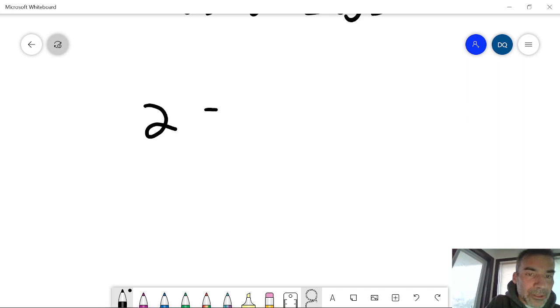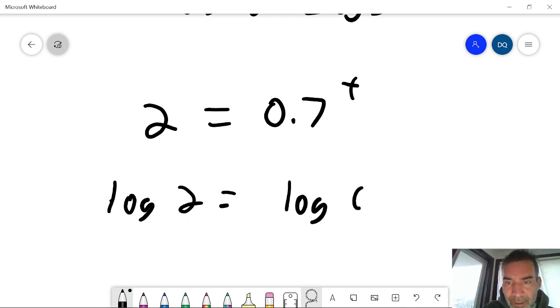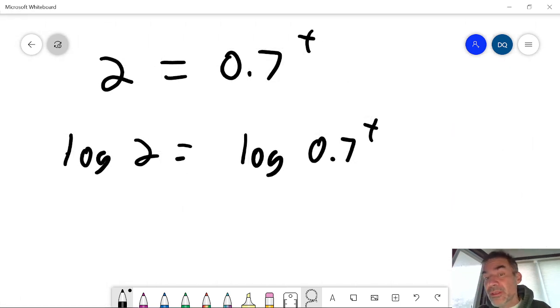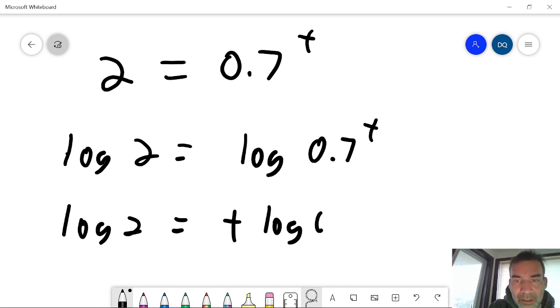So for example, let's say we have 2 is equal to 0.7 to the exponent t, and I want to figure out what t is. Simply take the log of both sides. So we've got the log of 2 is equal to the log of 0.7 to the exponent t. Step 1, take the log of both sides. Step 2, apply the power law for logs. So the log of 2 is equal to t times the log of 0.7.